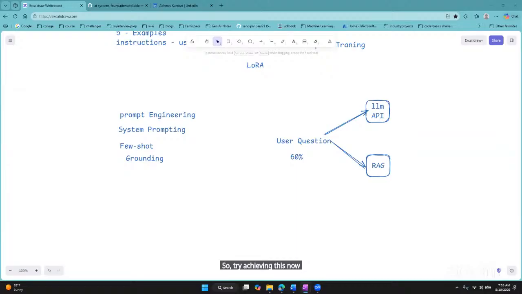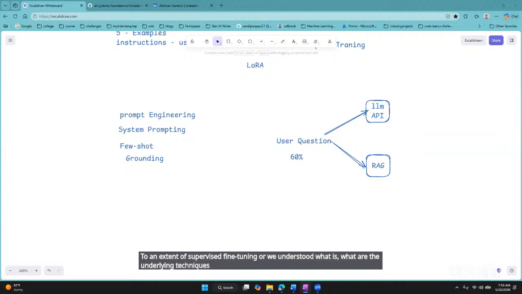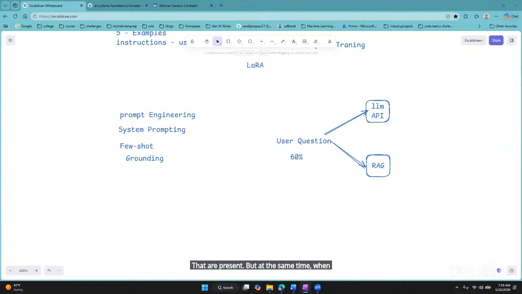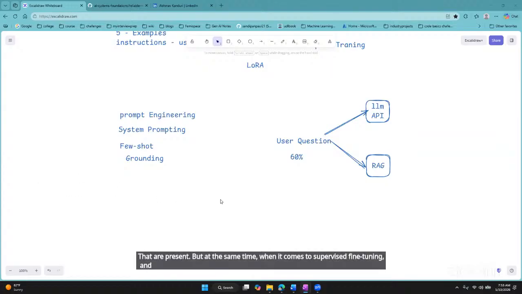Now, to an extent, we understood the underlying techniques that are present. But at the same time, when it comes to supervised fine tuning, there is something called instruction tuning.